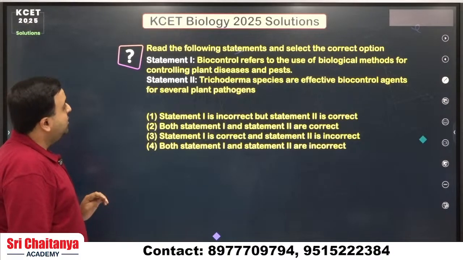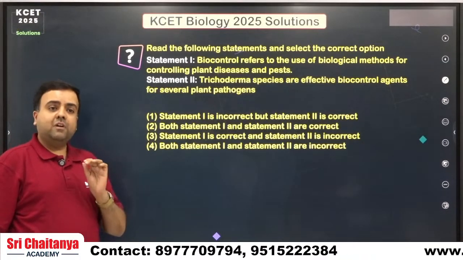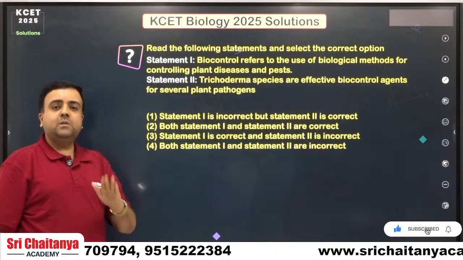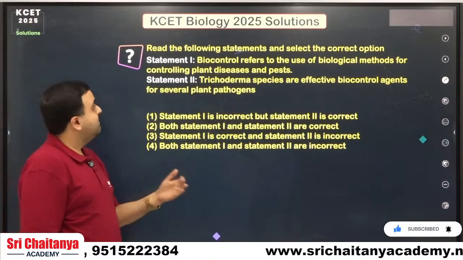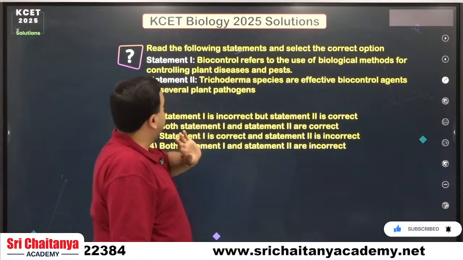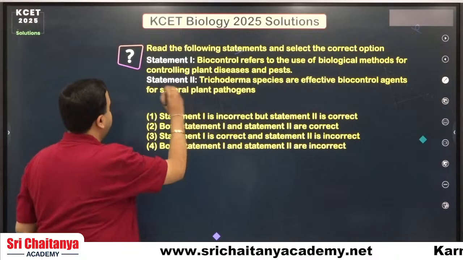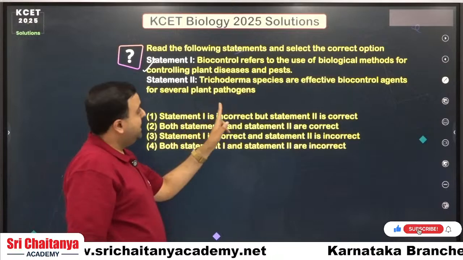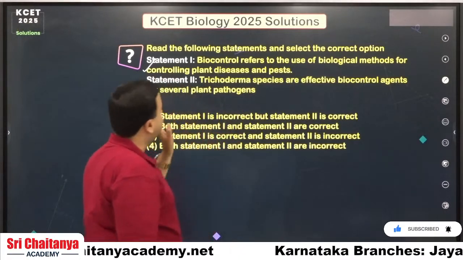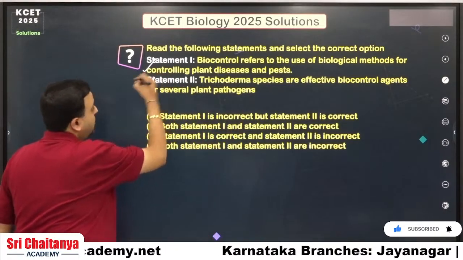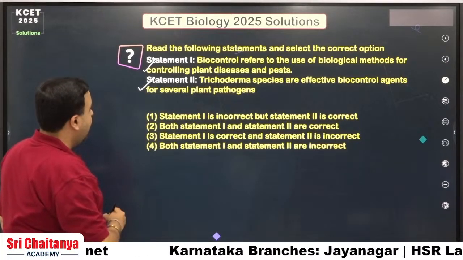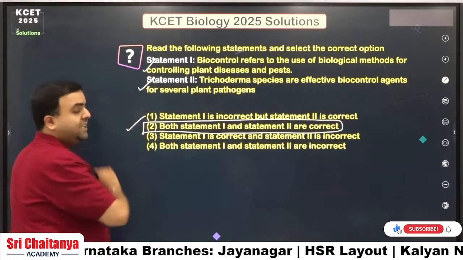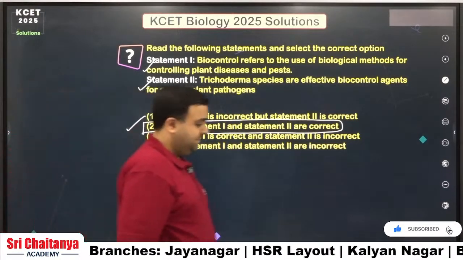Statement 1, biocontrol. So biocontrol is a method of controlling or keeping the pest under control, not completely eradicating them, by the use of other biological organisms. Biocontrol refers to use of biological methods for controlling plant diseases and pests. So therefore, statement 1 is true. Statement 2, Trichoderma species are effective biocontrol agents for several plant pathogens. This is also a true statement. Therefore, we can say that both statement 1 and 2 are correct. Hence, option 2 is going to be the correct option for this question.